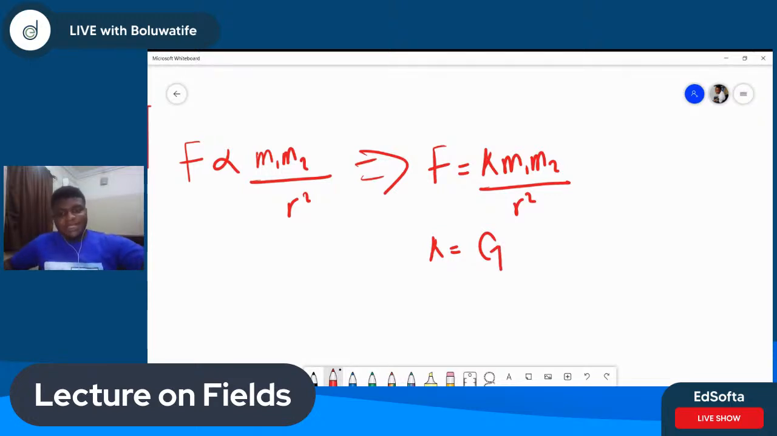Gravitational constant, we represent it as G, and G most of the time is a very big number. Let me just go confirm what G is.